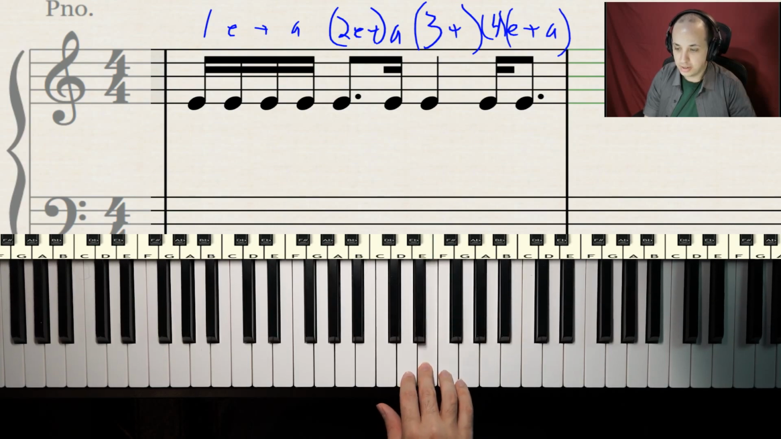So how you're going to count this, let me give it a few tries, is 1E and 2E and 3 and 4E and. I actually did pretty well. 1E and 2E and 3E and 4E and. I actually did better the first time. Let me try again. 1E and 2E and 3 and 4E and, there you go.